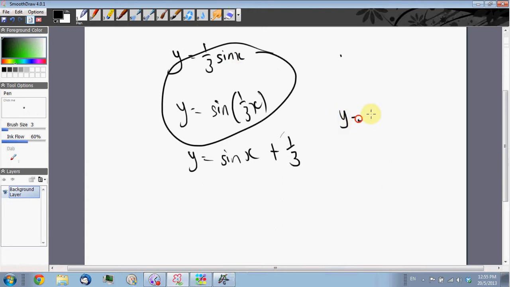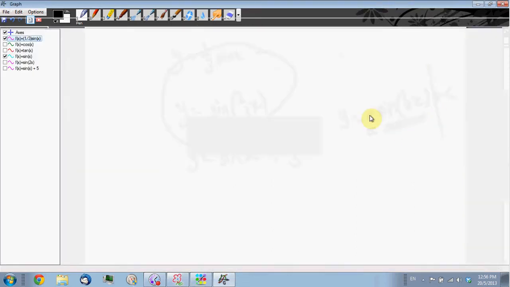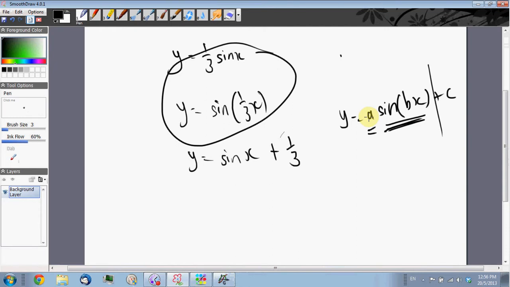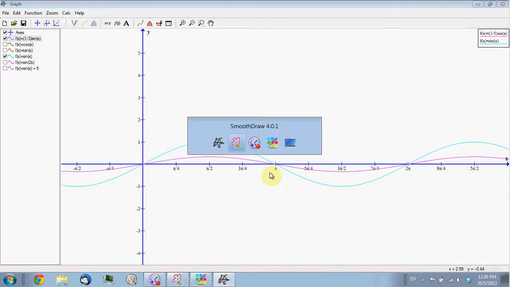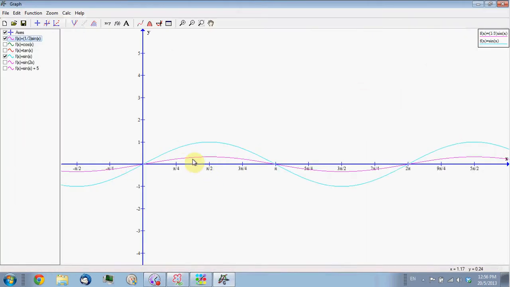In fact, this a in y equals a sine bx plus c is just a scaling factor. It scales the sine graph. So if a is more than 1, it makes the sine graph taller. But if a is smaller than 1, of course like this, it makes the graph shorter. And if a is negative, what happens is it flips the graph.